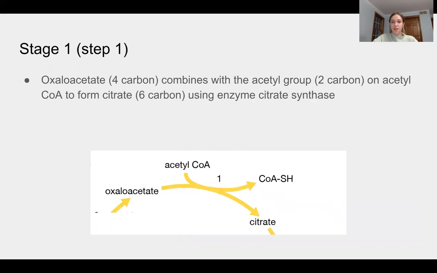So stage 1 is where we are forming our citrate. Stage 1 is just step 1. This is where we're combining our oxaloacetate that we have recycled throughout the Krebs cycle with the acetyl coenzyme A from the PDC. And here we release that coenzyme A and we form citrate, which is a 6-carbon molecule. And here the enzyme is citrate synthase.